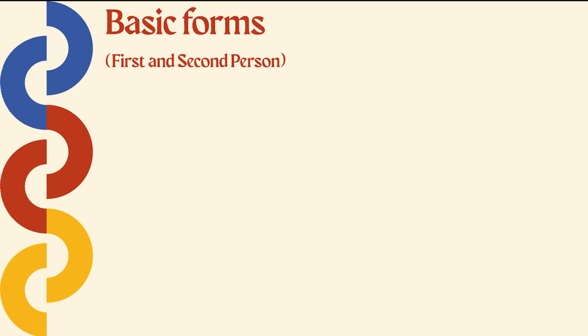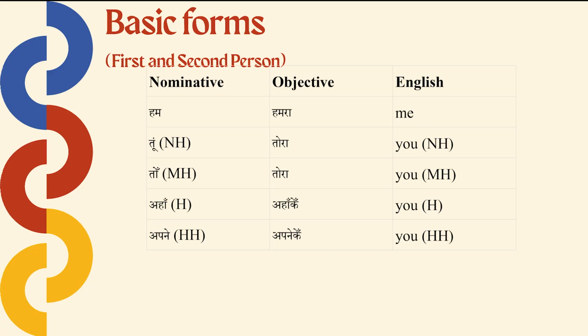So, what are the basic forms? Let us look at the first person and second person basic forms of the pronoun. So, in nominative, you have hum. In objective position, you have hamara, and the same thing in English would mean me. So, in this table, you see that in the first column we are giving the nominative forms of the Maithili pronouns, and in the second column you have the objective form of the same pronoun, and the English has the meaning of the same thing.